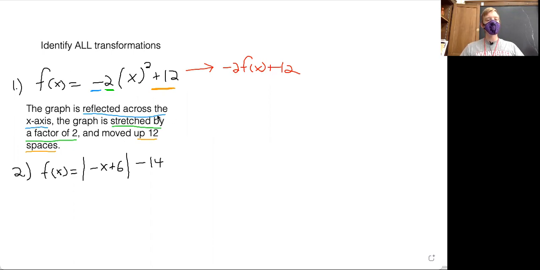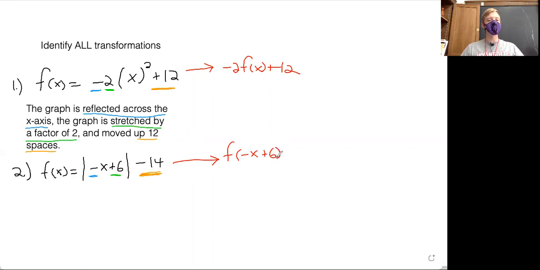Down here, we've got similar things. I've got a negative sign. I have a +6 inside the absolute value, and I have a -14 outside the absolute value. So the negative in front of the x right here, if we rewrite this, this would be similar to having f of -x inside the parentheses with a +6 inside the parentheses.